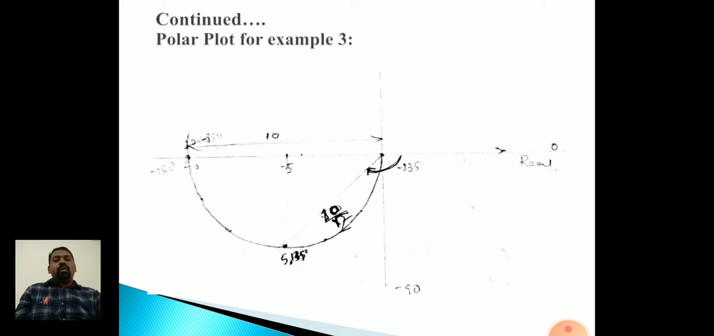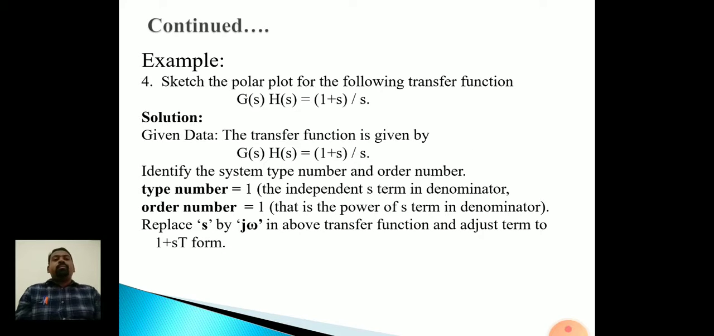Okay, let us study one more example. That is example number 4. Sketch the polar plot for the following transfer function. That is G(s)H(s) equal to (1 plus s) by s. So this term in the numerator is 1 plus s, but in the denominator a constant s term is there. Let us go to the solution.